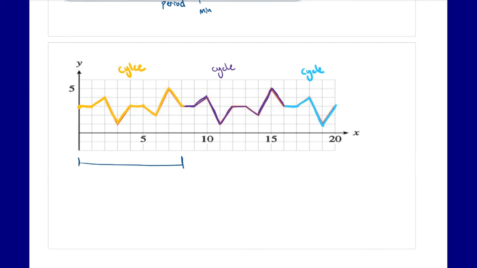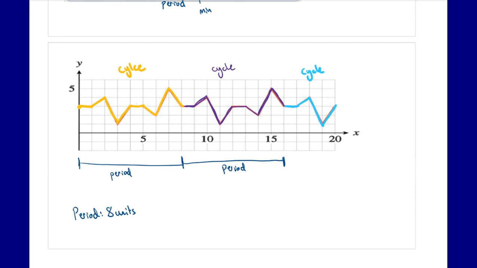Again, the period is that horizontal distance from the start to the end. In this case, we see that the period is 8 units. Start at 0, we get to 8. So that means the next one will go from 8 to 16, which it does. Right, so if we want to draw that in, another 8 units.